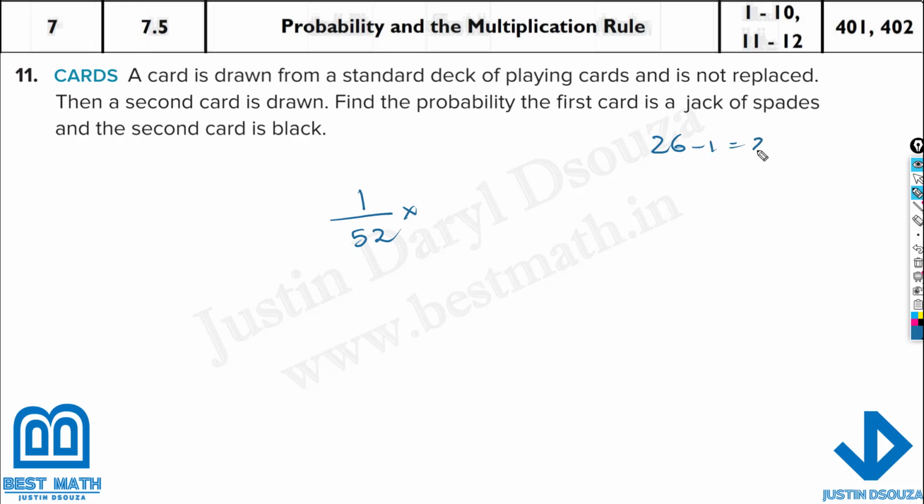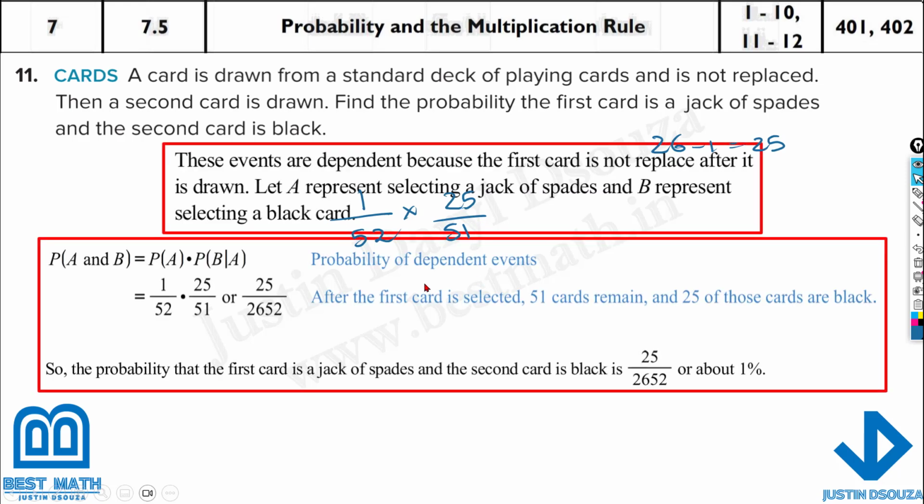So minus 1, that will be 25. Now it's 25. But don't forget, it's not 52 anymore. It's 51 cards because the Jack of Spades is not replaced back. So this is the answer. It will be 1 by 52 times not 25 by 52, it's 25 by 51 here. So that's it. Put it in the calculator. It's about 1%.